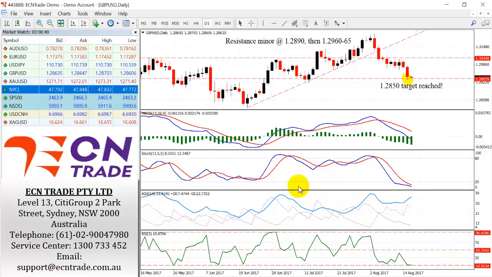Now a break beneath 128.35 would see further scope to the downside and give a target of 127.05-15. Any advances now look for a cap around 128.90.